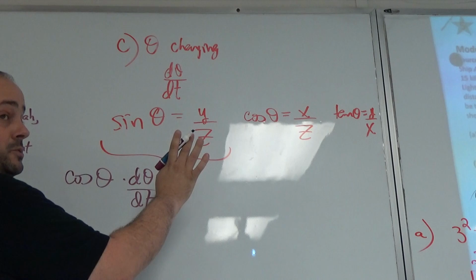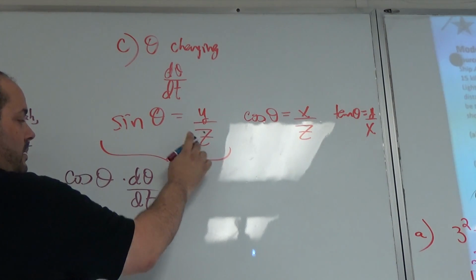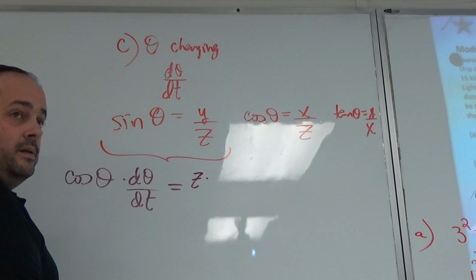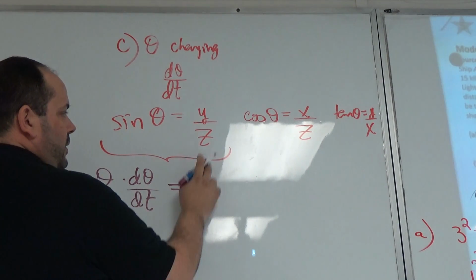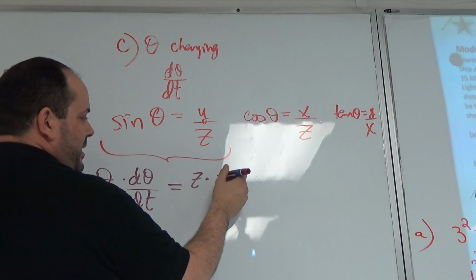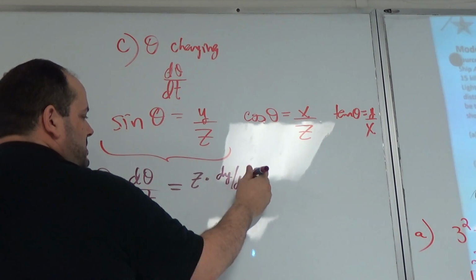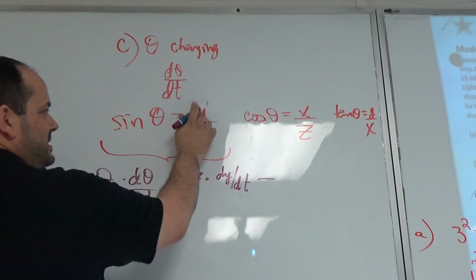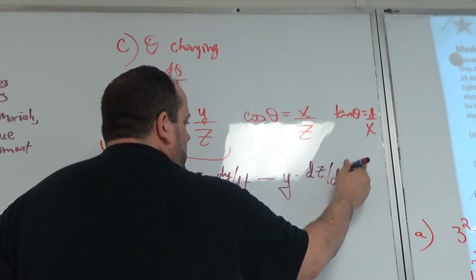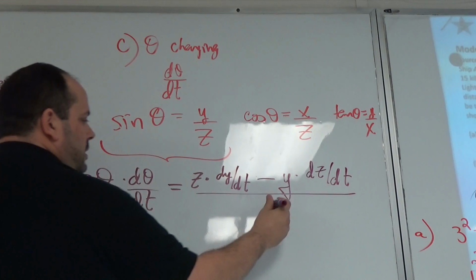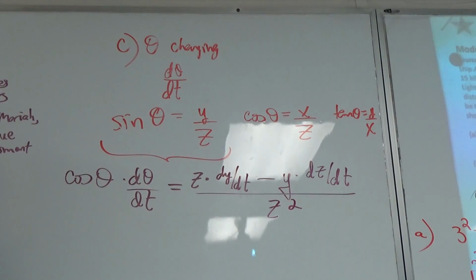So quotient rule starts with low, and then minus low, d high. Derivative of the y one is dy dt. Minus high, d low. All over low, low.